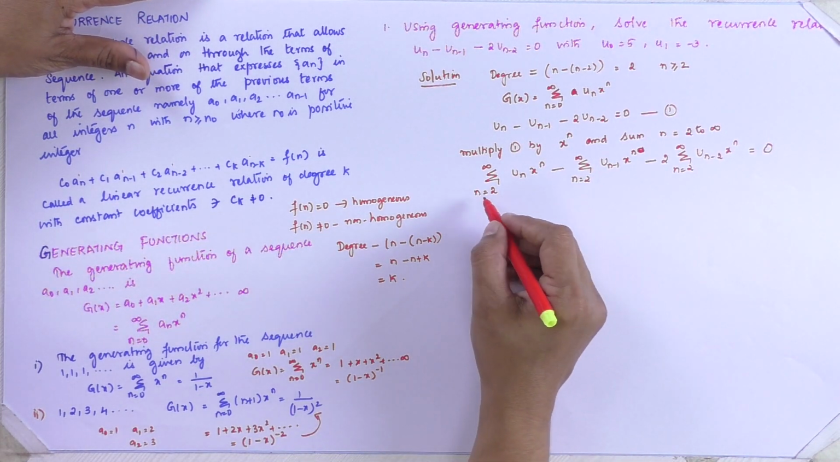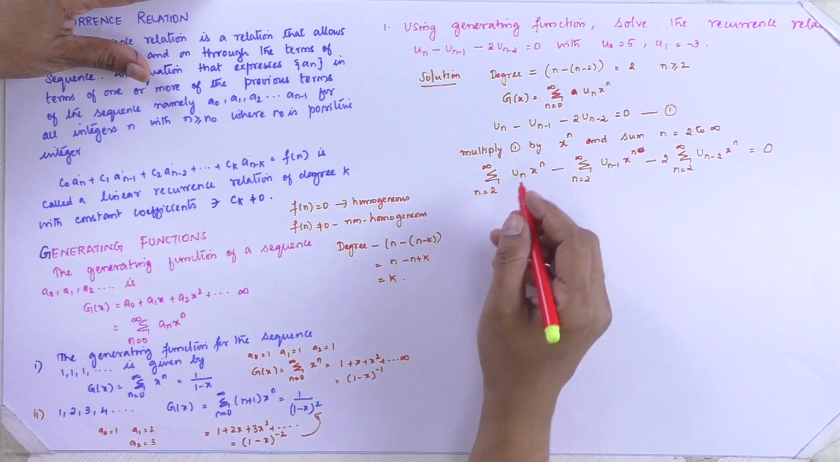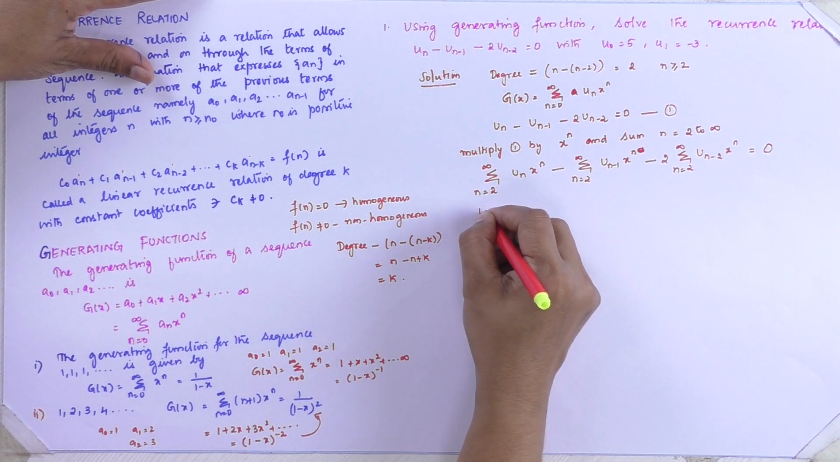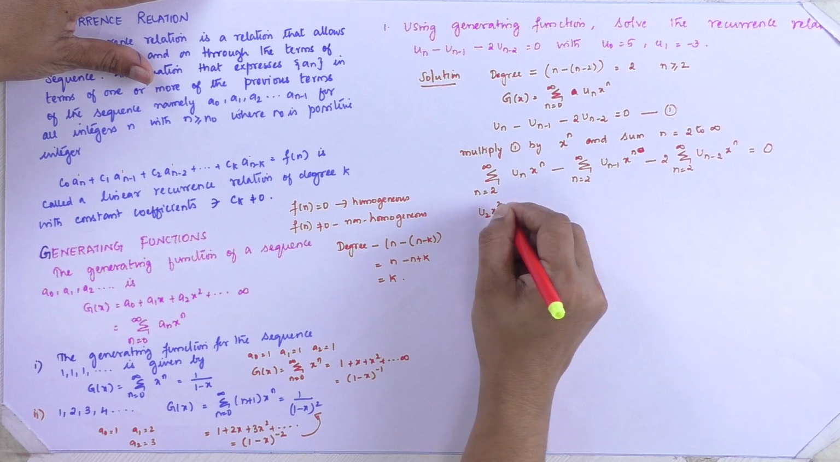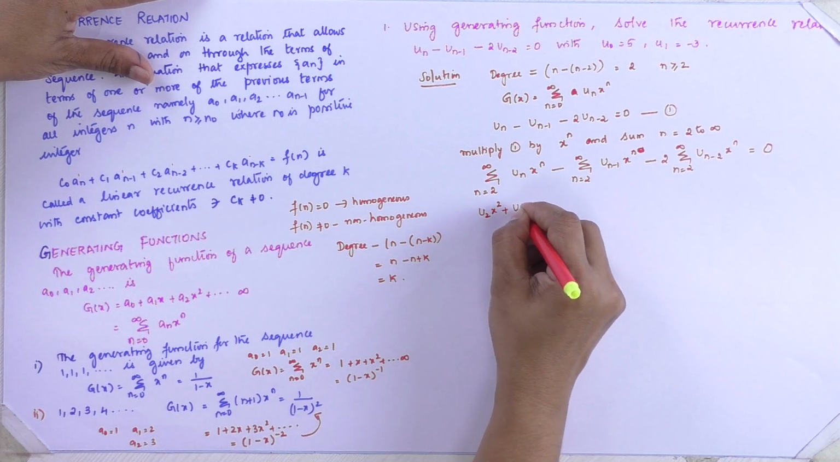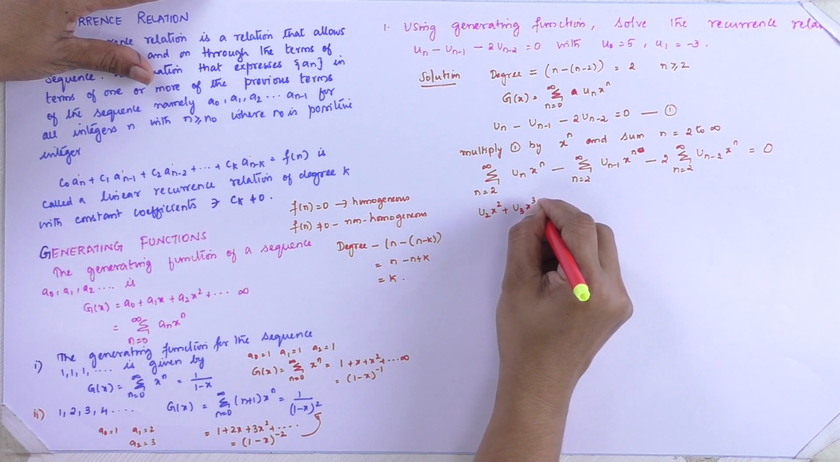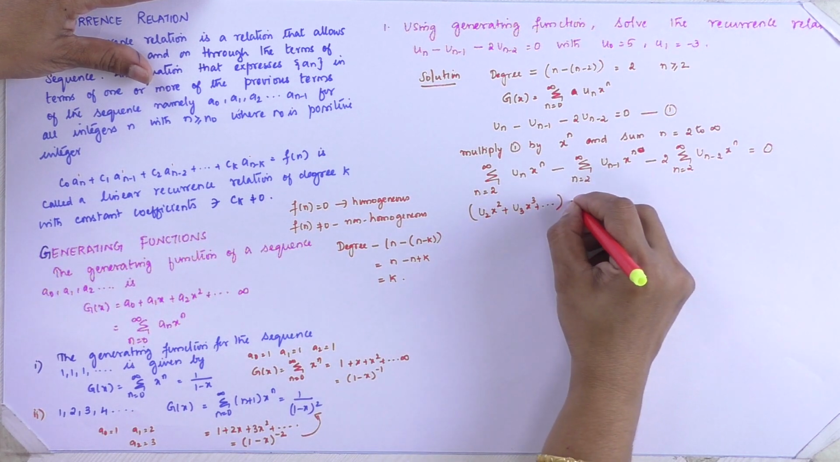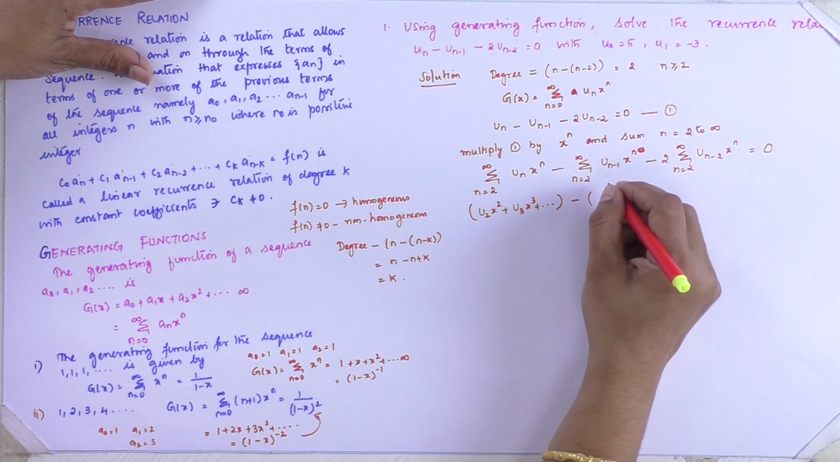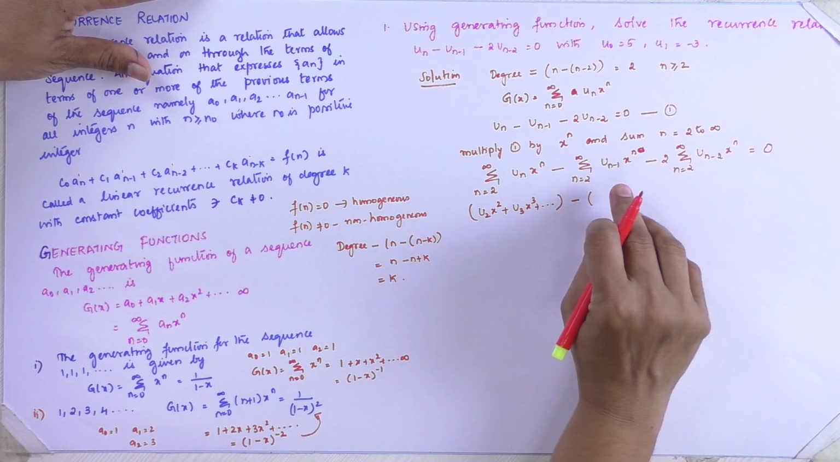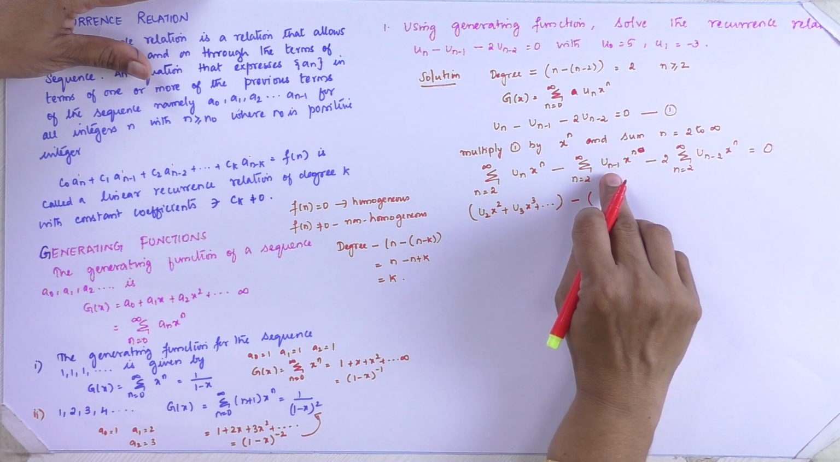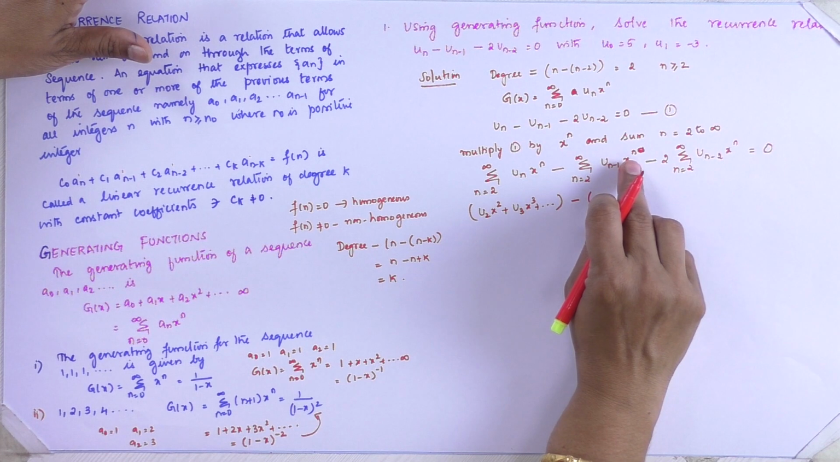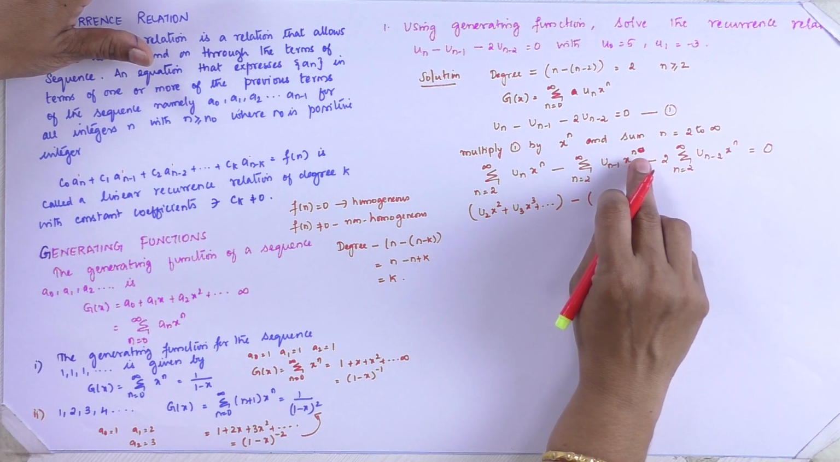And now here n is equal to 2 to infinity. You just substitute n as 2. What do you get? u2 x square, n is 3, u3 x cube, plus so on. So I will have these terms. Minus, n is 2 now, I will have 2 minus 1 is 1, then x power 2 I will have.